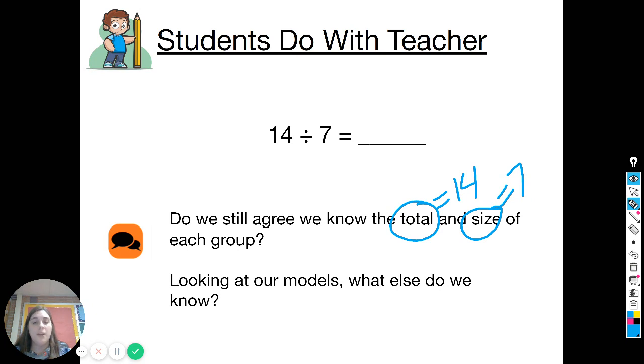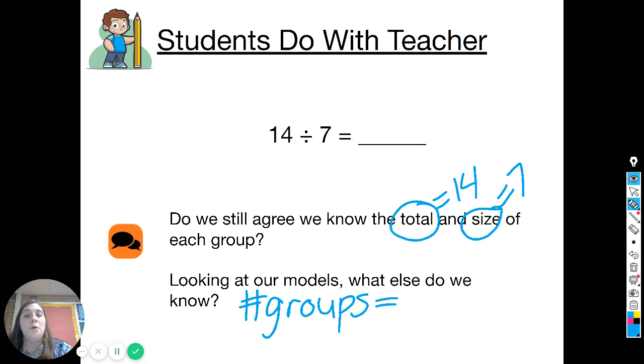Looking at our models that we just made with our counters, what else do we know? Well, now we know the number of groups. And we said that we ended up with 2 groups. So we know that 14 divided by 7 equals 2. Because if we have 14 counters and we divide them into groups of 7, we get 2 groups.